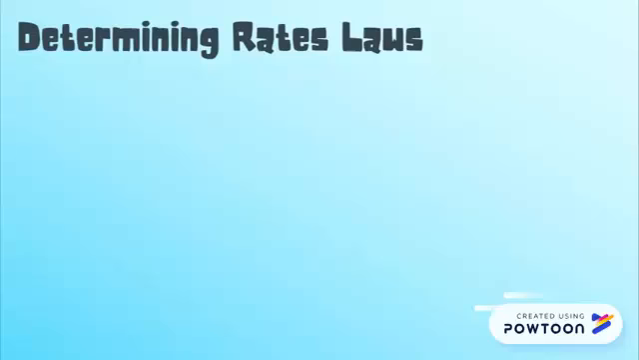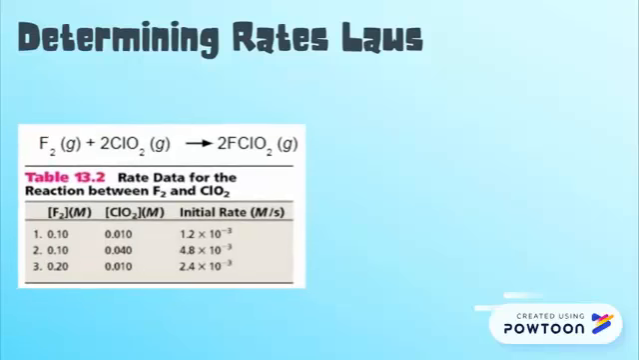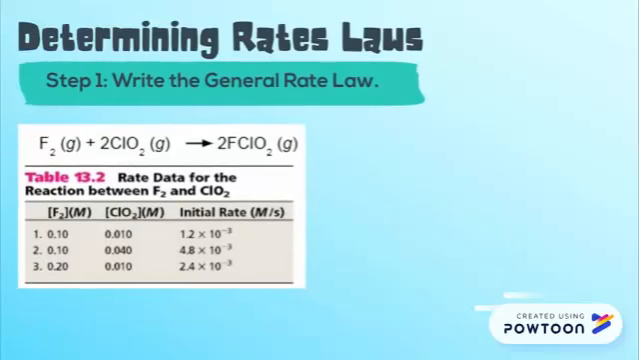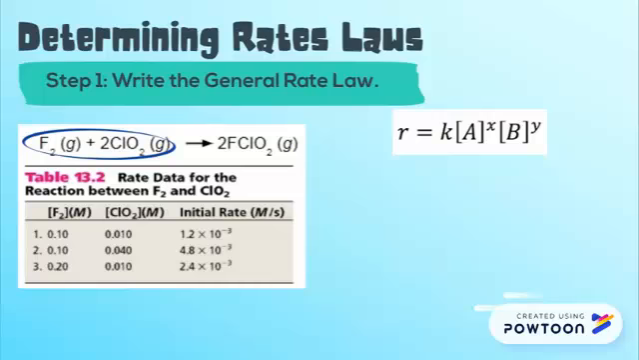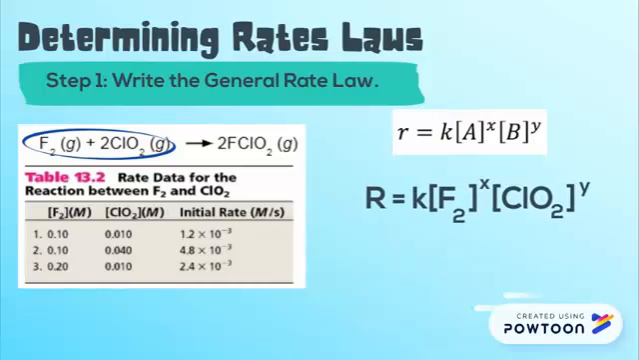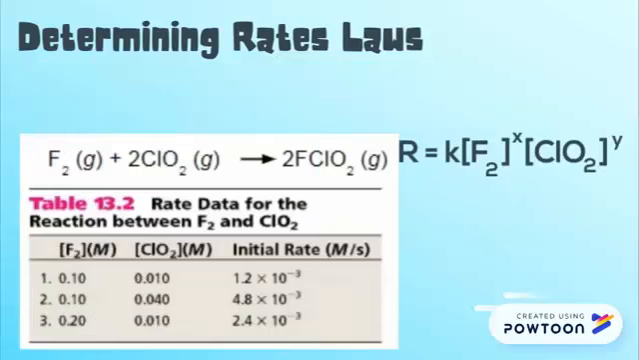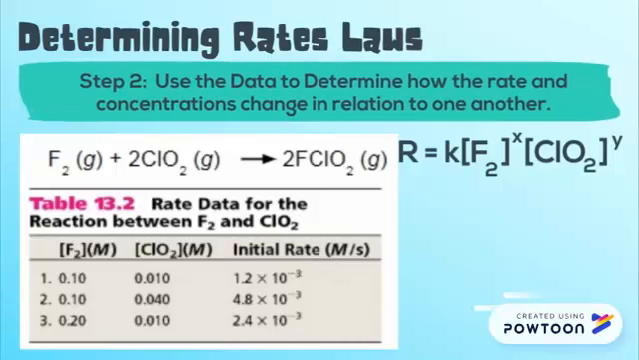To determine a rate law, we have to use experimental data. First step is to write a general rate law. So what I like to do is plug in my reactants into my equation. So R, my rate, equals K, my constant, times my first reactant, fluorine, raised to a certain order, times the second reactant raised to another order. Now that I have a general rate law, I want to move on to step 2. I want to find my orders, X and Y, for both of my reactants.